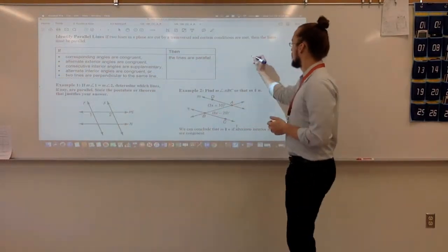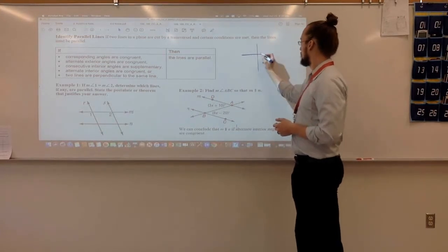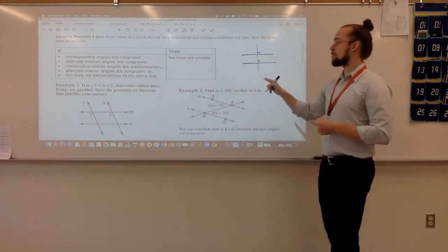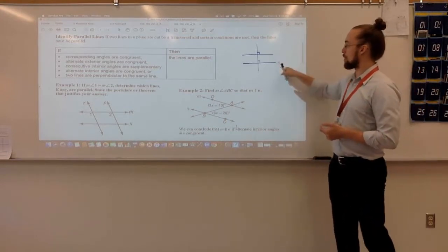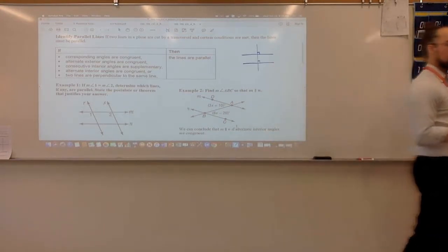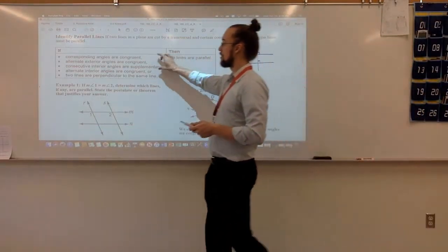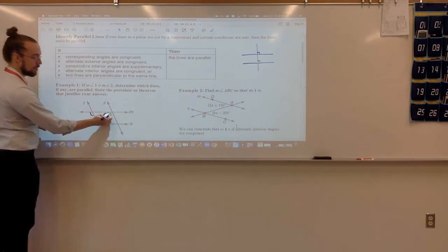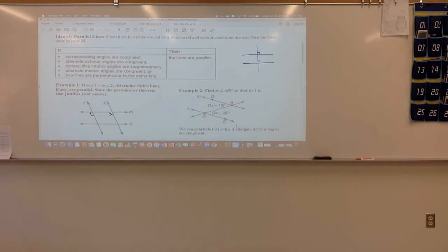So if we've got some line, and another line that's also perpendicular to that same line, then those two lines would have to be parallel. So we have four ways that we've already talked about, and one new one to determine if two lines are parallel. Looking at this first example, we're told that the measure of angle 1 equals the measure of angle 2. From that, we want to figure out which lines we can say for sure are parallel.